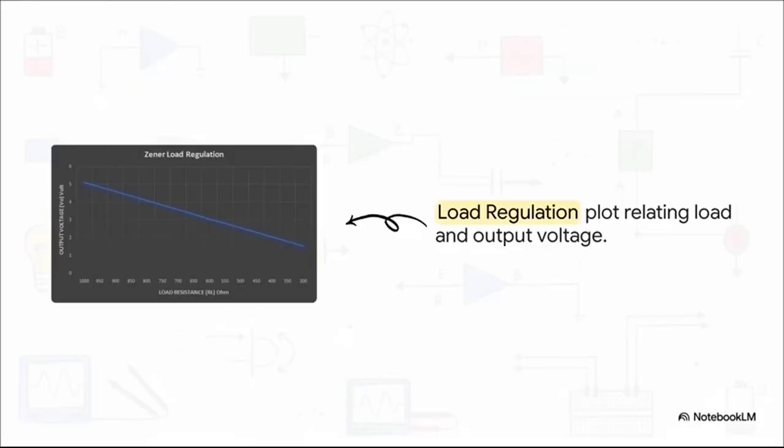Analyzing the results here, we see that as the load resistance drops, the Zener seamlessly maintains a constant output near 5 volts. Well, up to a point. Once the load resistance drops a bit too low, below a specific minimum value, the regulation completely drops off. But this perfectly proves the concept. The Zener diode is an absolute powerhouse as a voltage regulator, as long as you keep that load resistance above its minimum threshold.